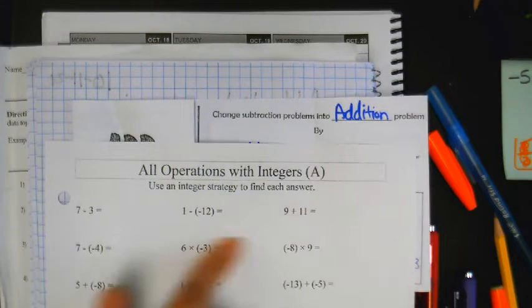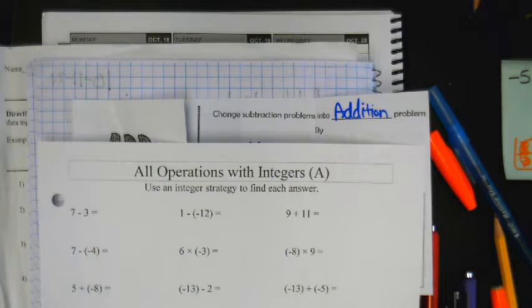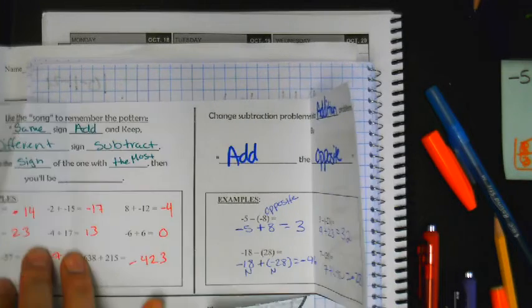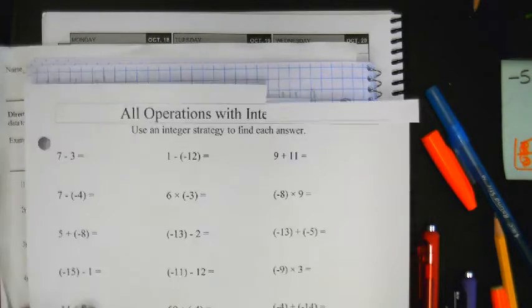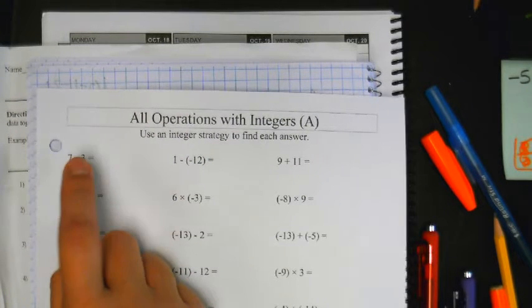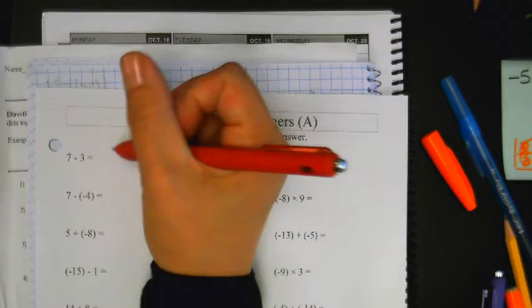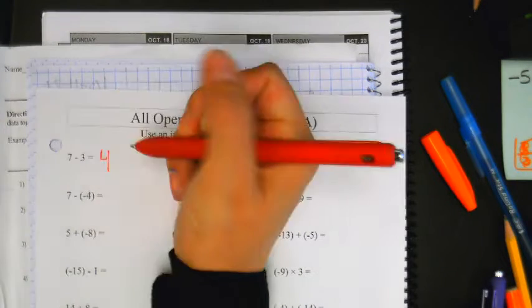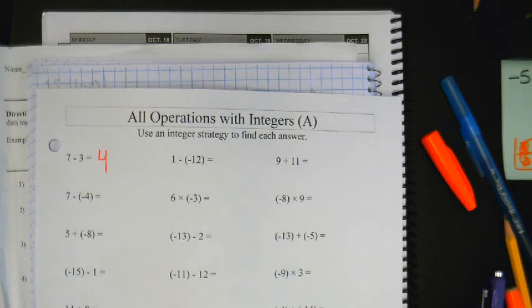Subtraction, addition, we got some multiplication. So depending on the operation, I would open up, review, okay? I understand. Go slow, don't go too fast. Number 1, super easy. What's 7 minus 3? 4. All right.